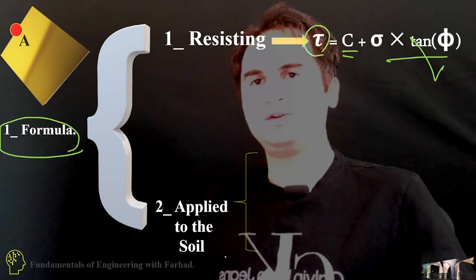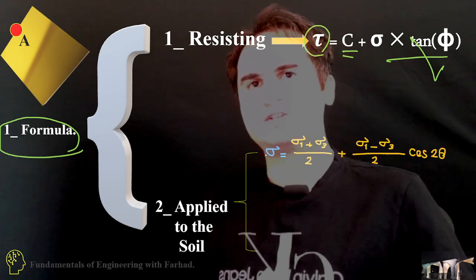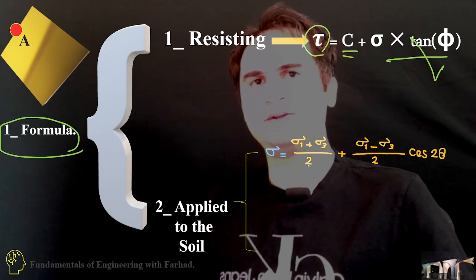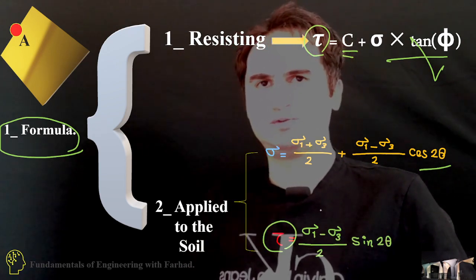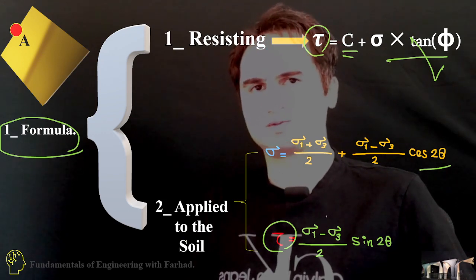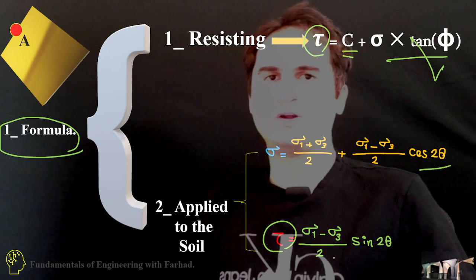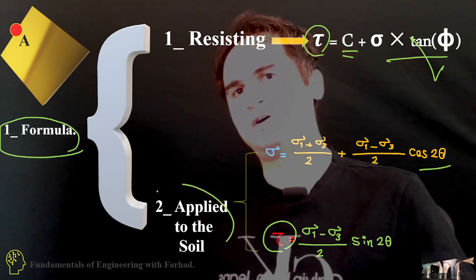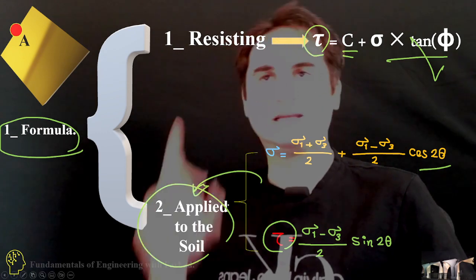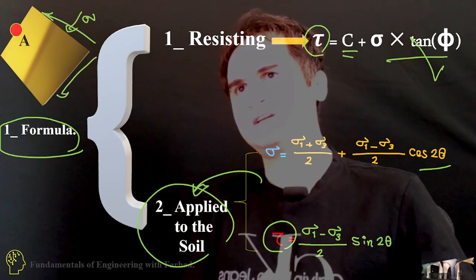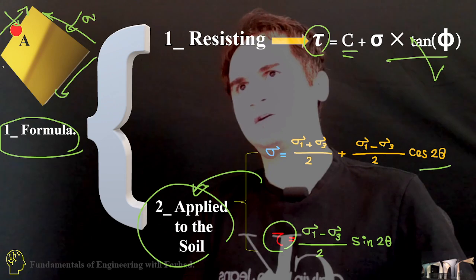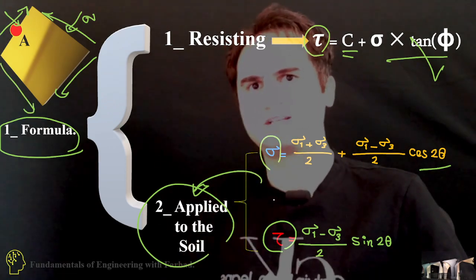The applied stress on the soil also consists of two parts. Sigma is sigma 1 major plus sigma 3 minor over 2, the average of them, plus major minus minor over 2 times cosine of 2 theta. And on the other side, tau is equal to sigma 1 minus sigma 3 over 2 times sine of 2 theta. These are just from the Mohr circle. The two components are the applied stresses on the soil sample, like a sigma all the time and a shearing stress on our element.